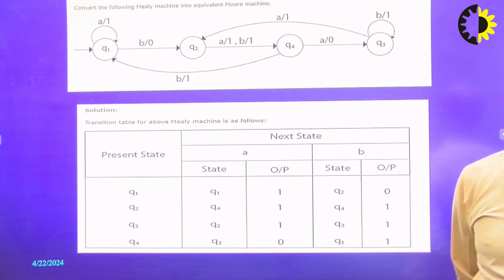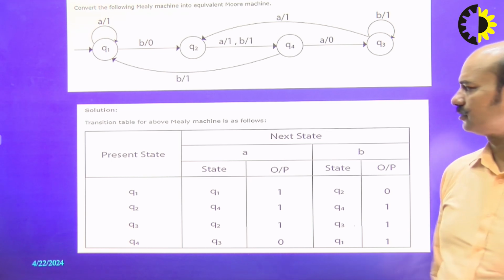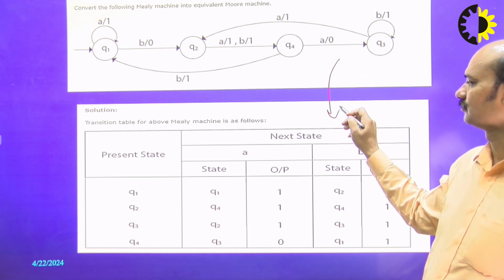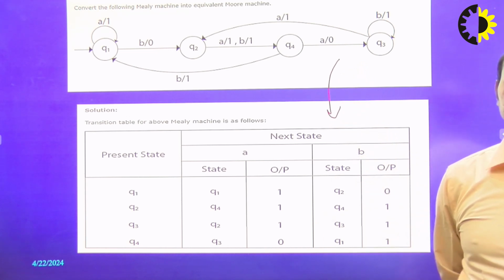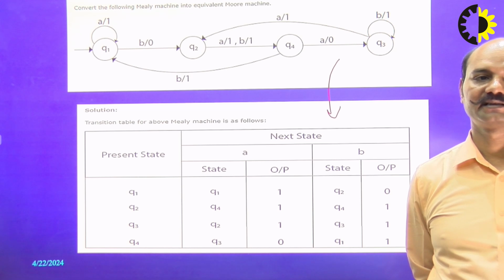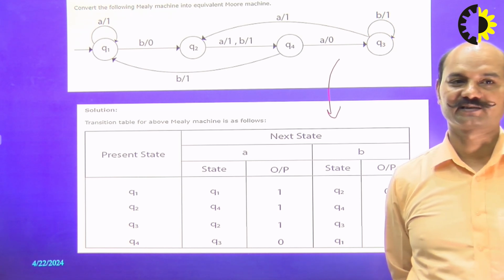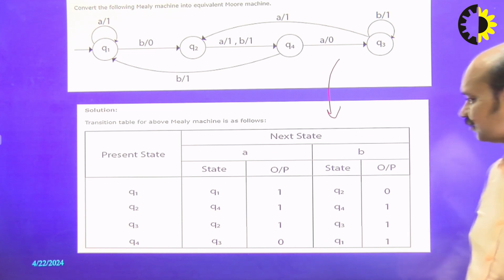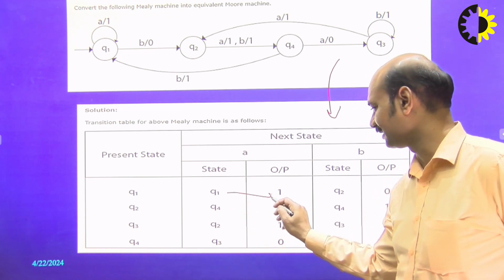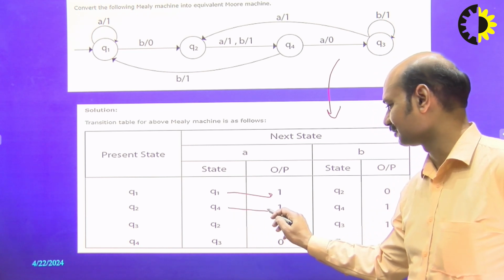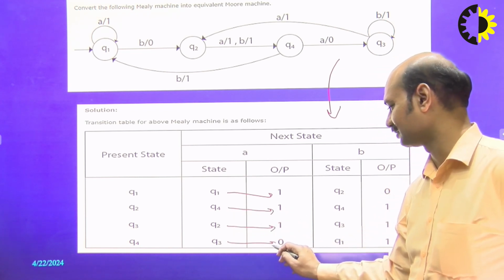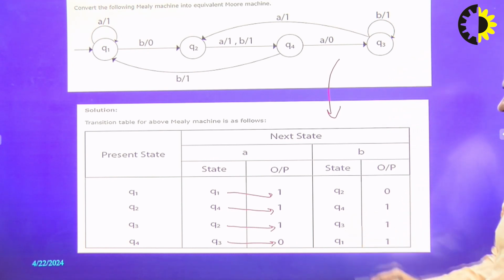Convert the following machine into the equivalent Moore machine. This is the table, the first step is converting the transition diagram into a table. We convert this diagram into the table, and we are going to extract the value of the state. Q1 is represented as 1, Q4 is represented as 1, Q2 is represented as 1, Q3 is represented as 0. There is no conflict at all.